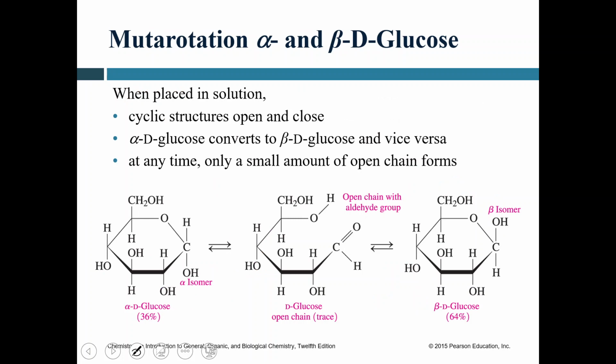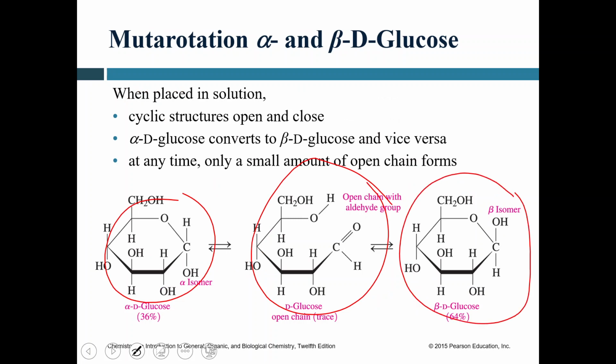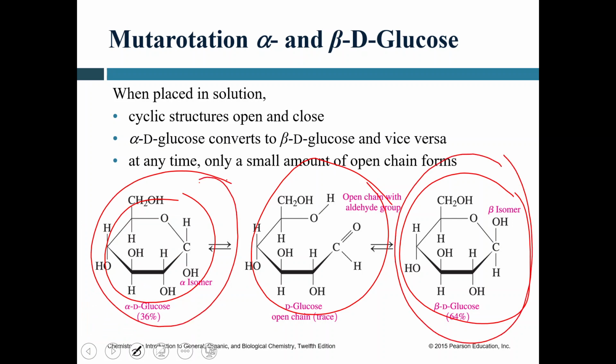When you place such cyclic structures in solution, they start opening and closing. Alpha D-glucose will be converted into open chain glucose and then to beta D-glucose. So those isomers change there and back. Essentially, at any time in the solution, D-glucose exists in alpha and beta isomer forms, and only a small amount of open chain is present.